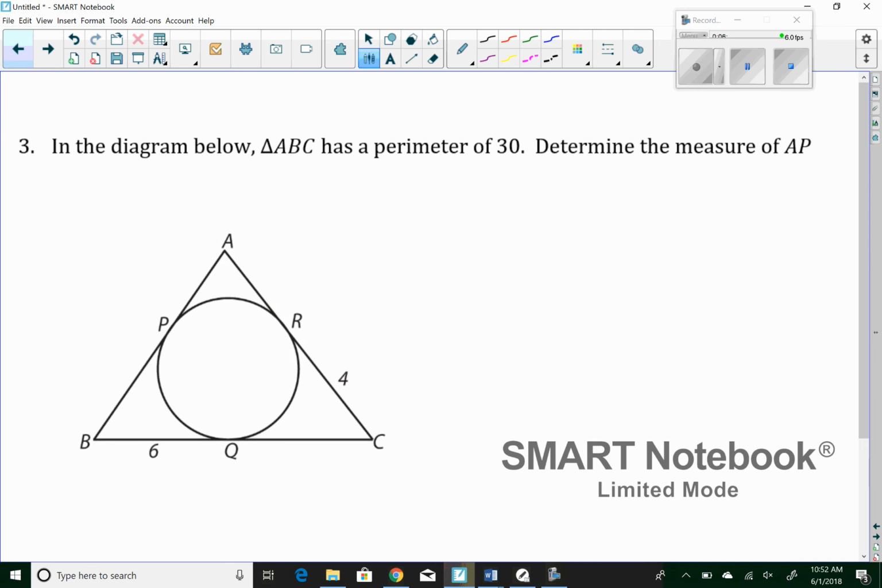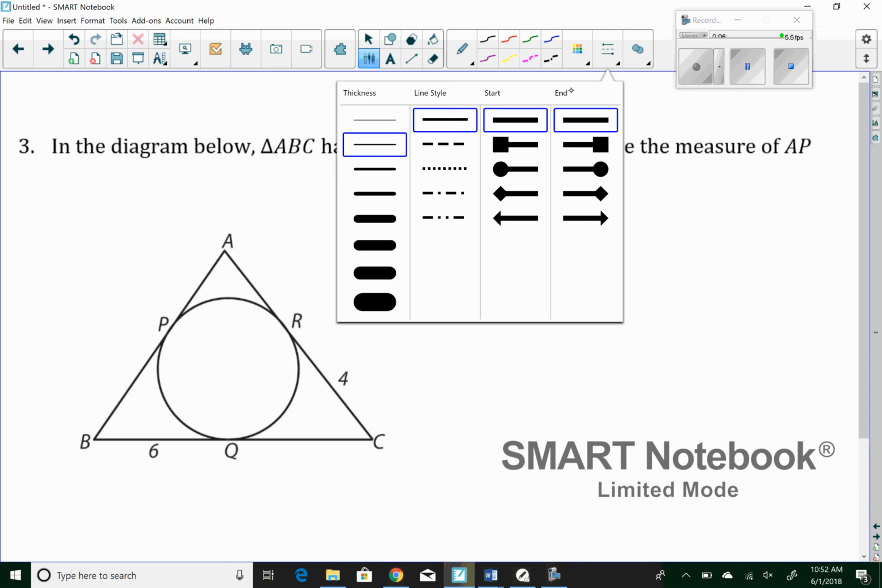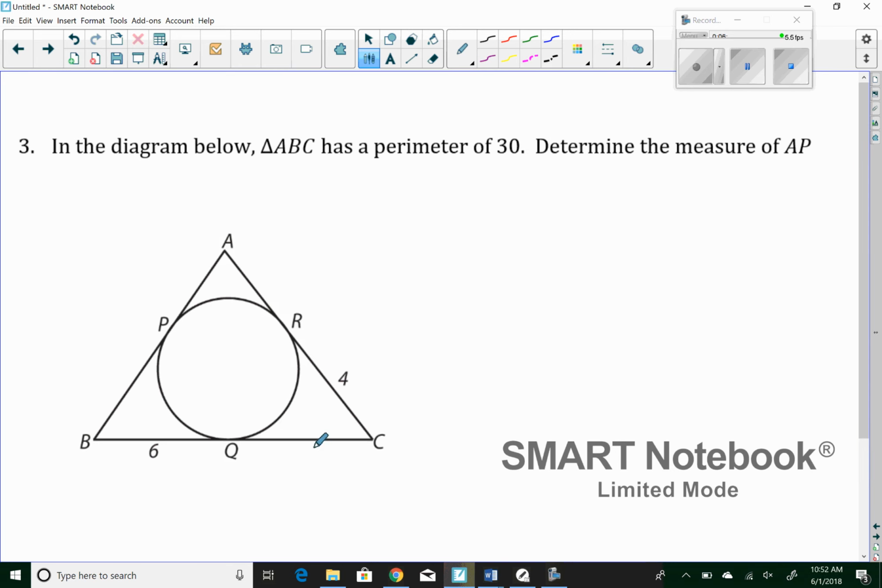So for number 3, it says the perimeter is 30, and it says find the measure of AP. Well, in this picture, I see some tangents that are tangent to the same point. So because of that, I can label some things here that I don't have labeled in the picture. If RC is 4, I know QC is 4. If BQ is 6, I know BP is 6. I don't know AP and I don't know AR, but I do know that they're the same. So I'm going to make them both X.